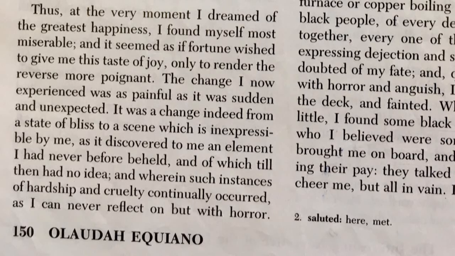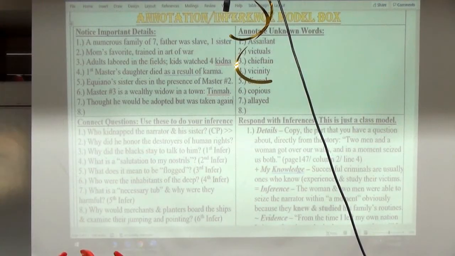Okay? So we can make a little inference here orally. What do we think is about to happen to Equiano? Anderson, turn around. What do we think is about to happen to Equiano? Something real bad. What's that something real bad? Another master is going to come get him. Pardon? Another master is probably going to come get him.